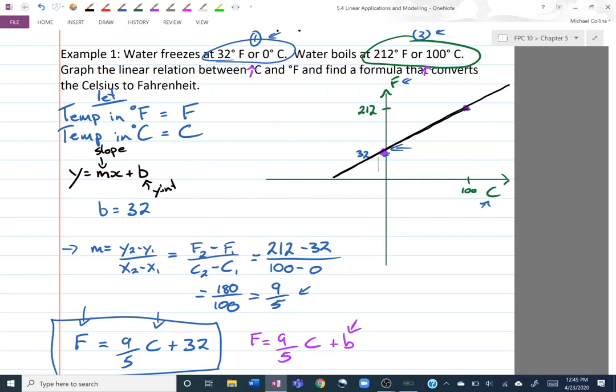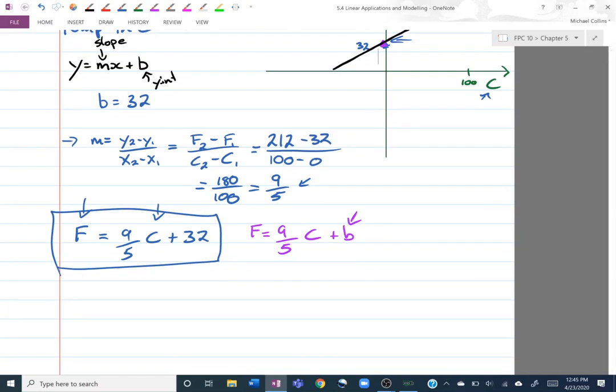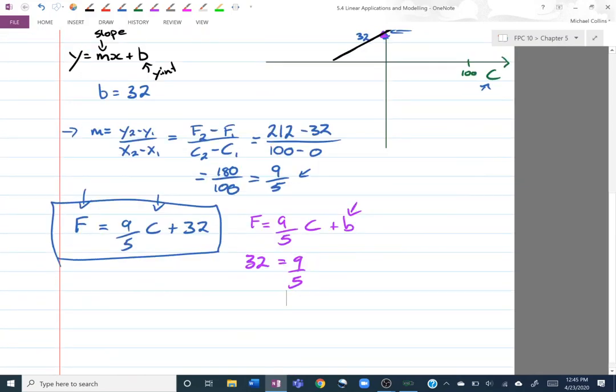So we can choose one of them randomly. I'm going to choose point 1, which is 32 for F equal to 9/5, and C is going to be 0. This is kind of if I've just memorized and I'm plugging numbers back in, this process will work for me. 9/5 times 0 is 0. So I end up with b equal to 32, and I end up right back there again.